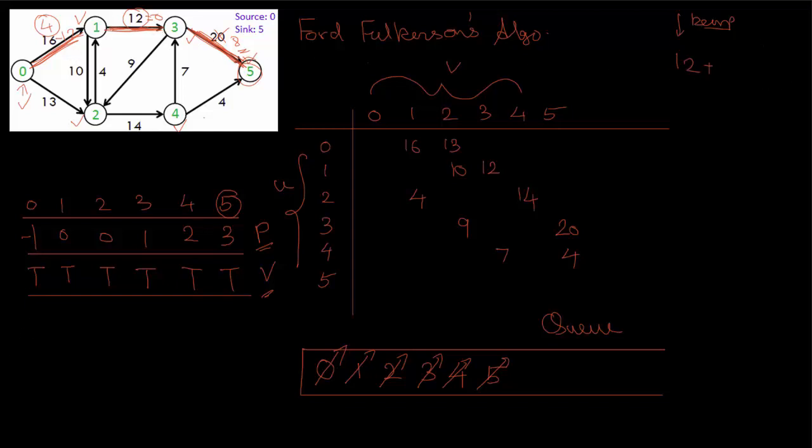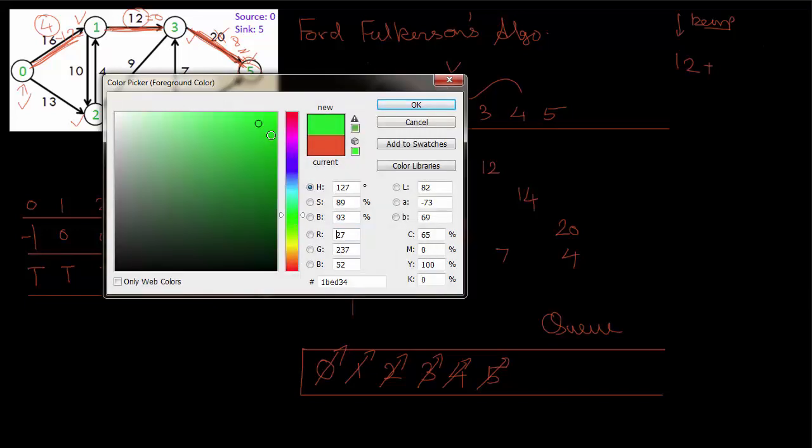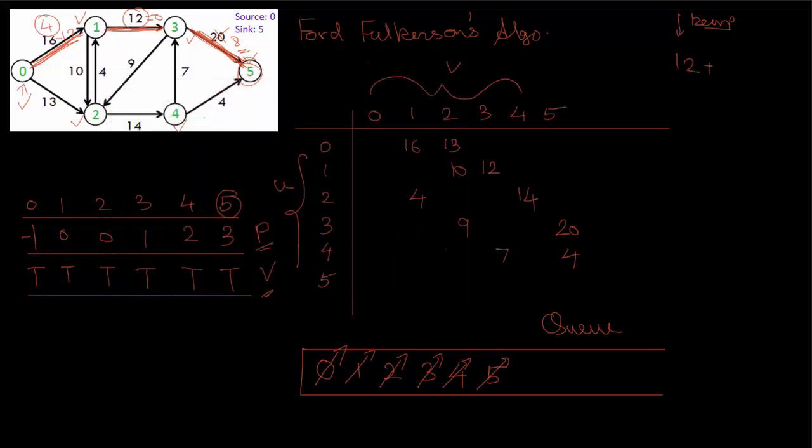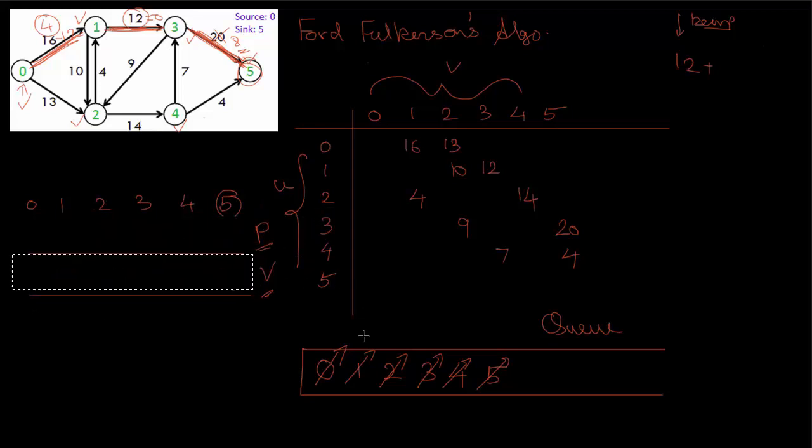Okay, let's select a different color now. I'm going to select a green, and we'll have to do this entire step over again for a different value now. We're going to do this entire step but with the new graph which we got. So what is the new graph?